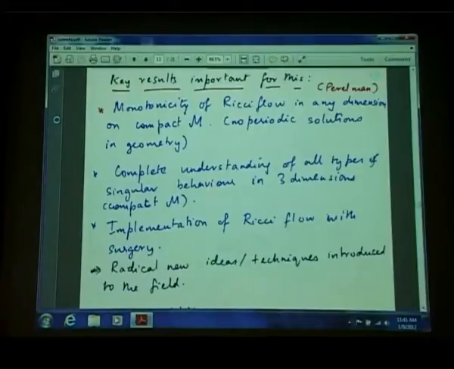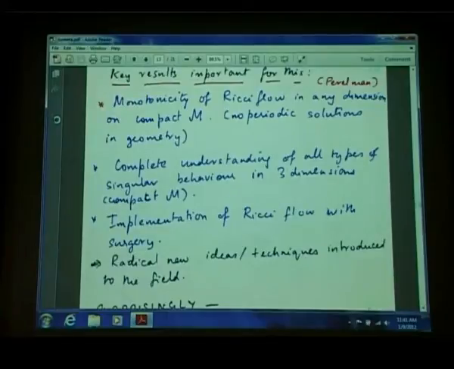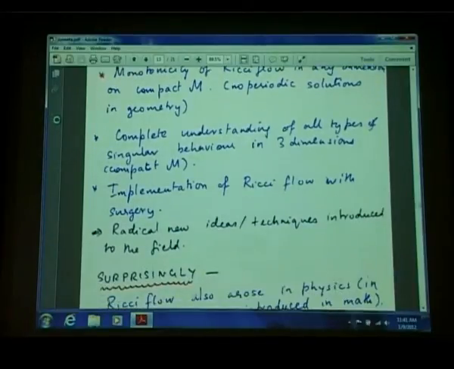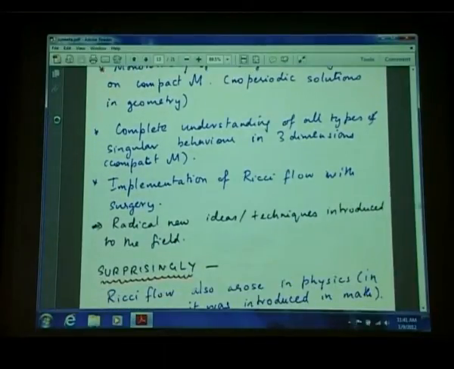Another thing he did is he achieved a complete understanding of all types of singular behavior on compact manifolds. For example, that neck pinch that I showed you in the previous slide: what is the exact geometry of the neck pinch? What is the exact geometry of the thin region? Things like that. And then, of course, there's the technical point of how to implement Ricci flow with surgery, which is that you do the surgery and then set an initial condition on the surgered pieces. So in the process, many radical new ideas and techniques were introduced to this field.